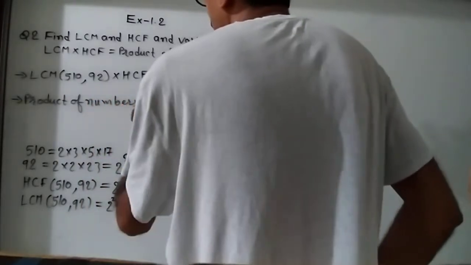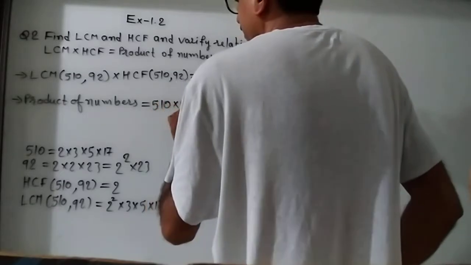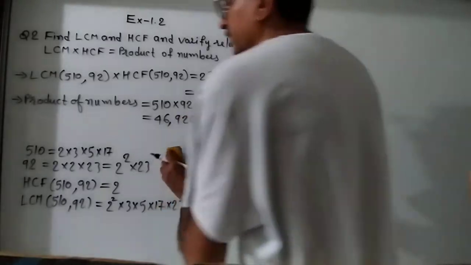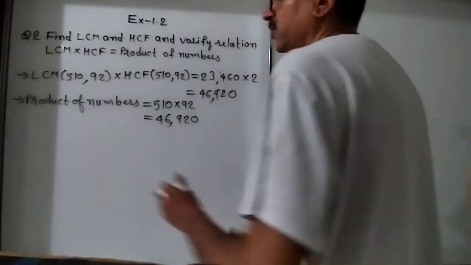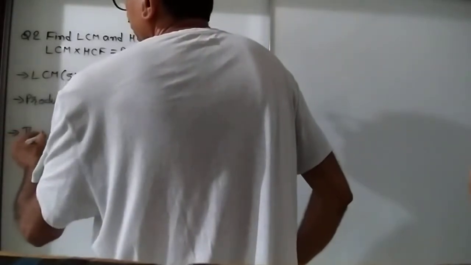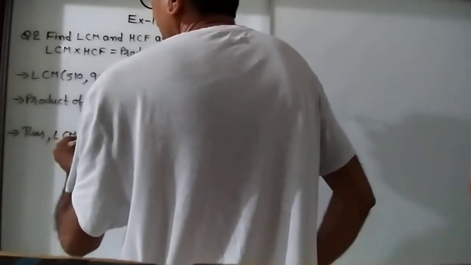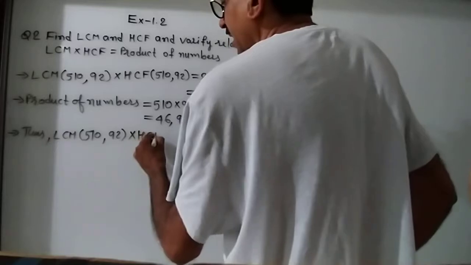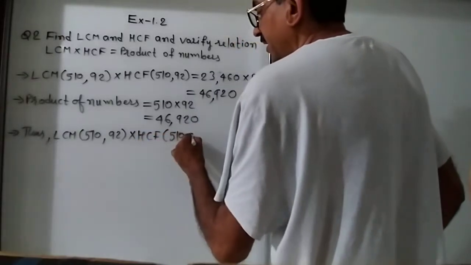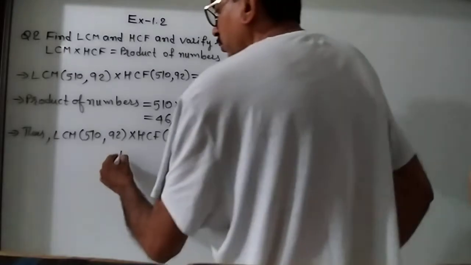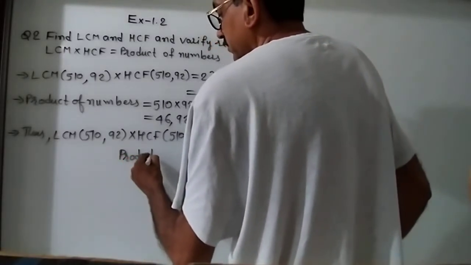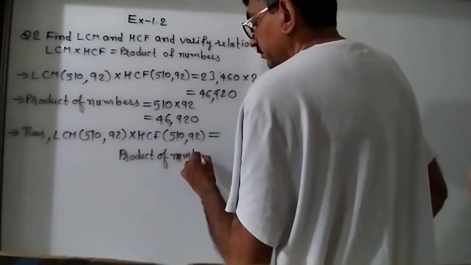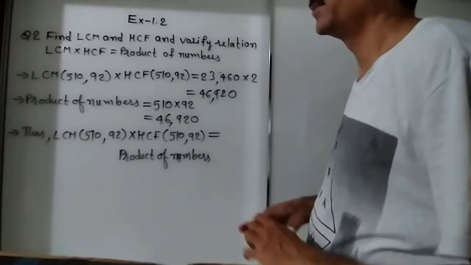It is definitely 46920. Then we write thus: LCM of 510 and 92 into HCF of 510 and 92 is equal to product of numbers. Did you understand? 2 marks.